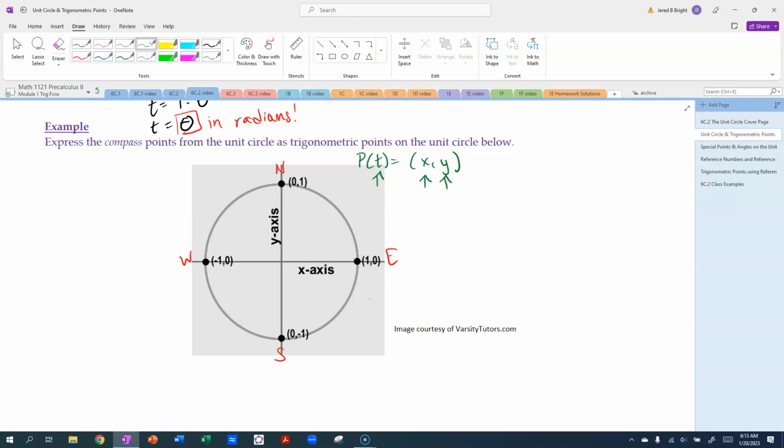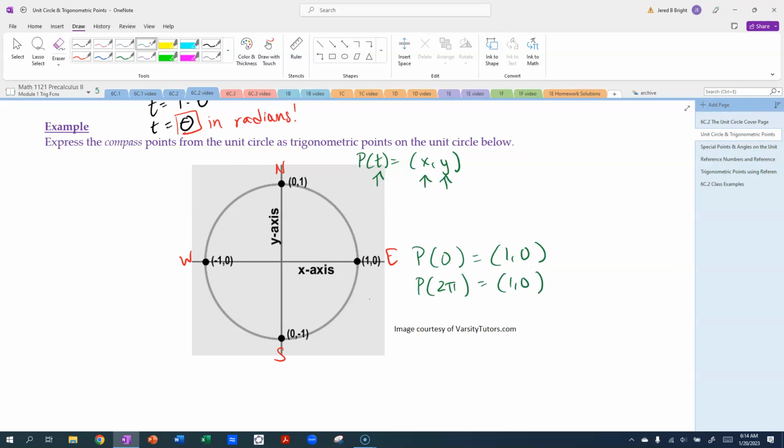Okay, let's start with the one at the east. So P of something, and we already have the point as 1, 0. The question is, what is t? What's the arc length? And maybe a better question is, since t is equal to theta, what's the angle in radians there? 0. You could also say it's P of 2 pi, if you go one full rotation around. Okay, that works.